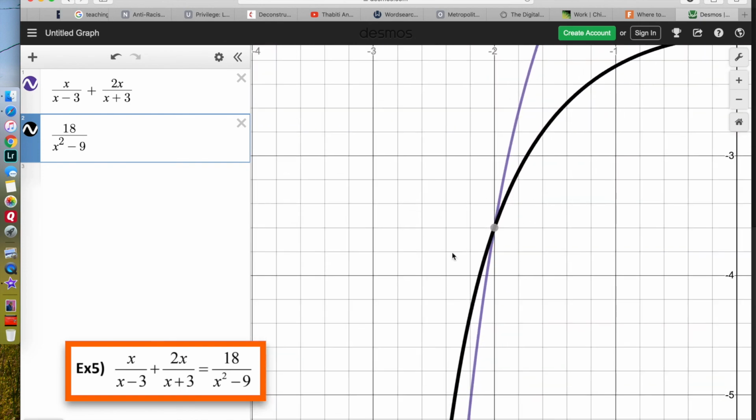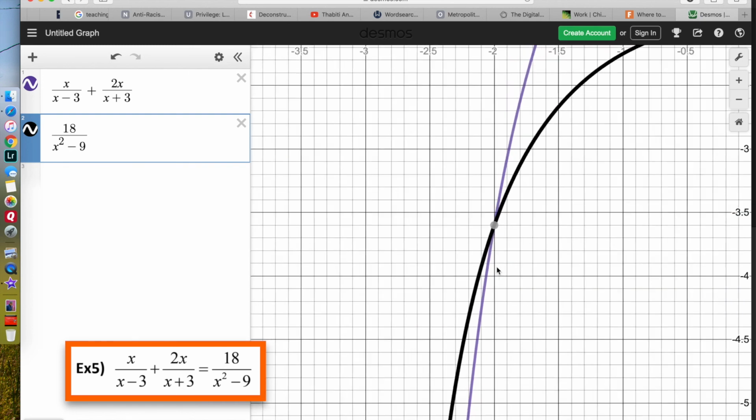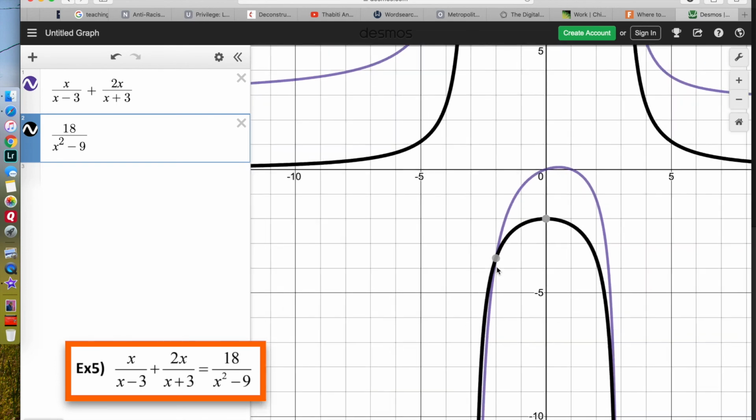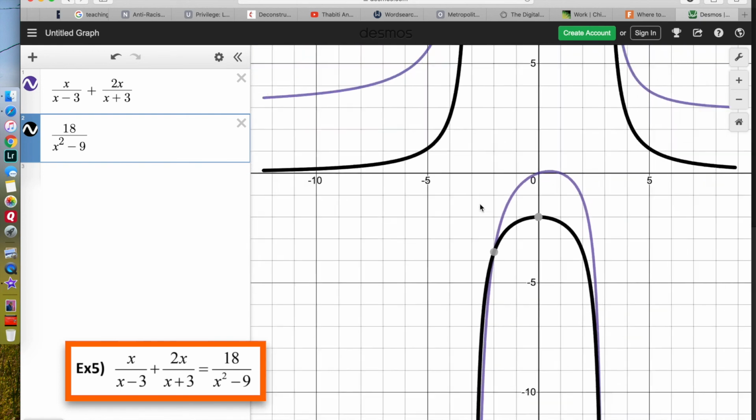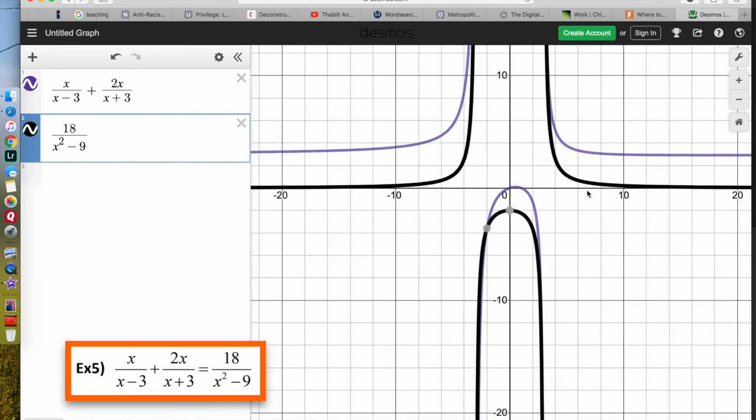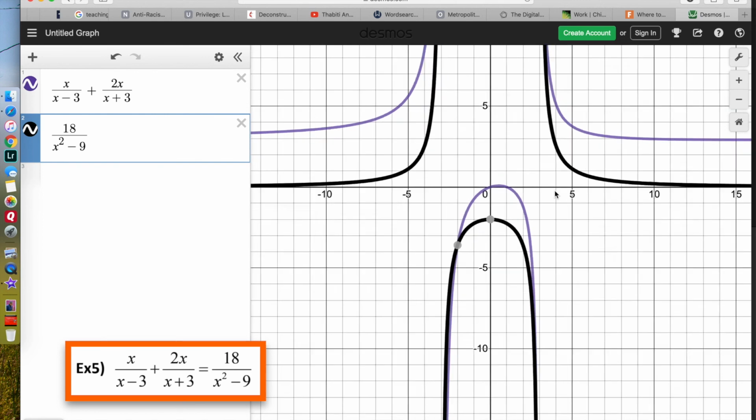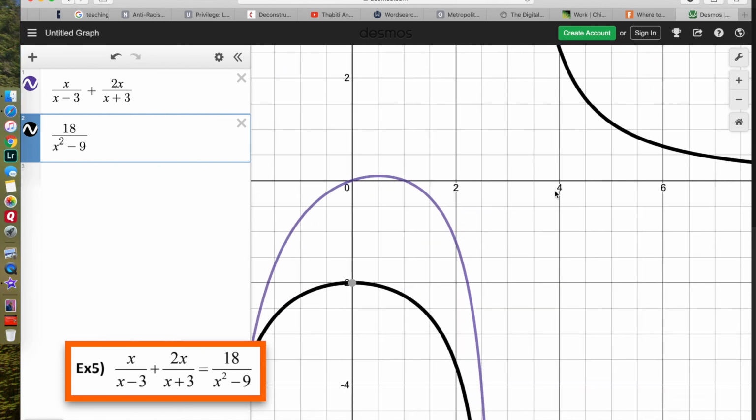And you can see here when you zoom in a little bit that the black and the purple curves cross over each other. The other thing that I wanted you to look at is whether the value that we said was extraneous, x equals 3, is actually extraneous. And it looks to me like there's an asymptote. This is x equals 3.